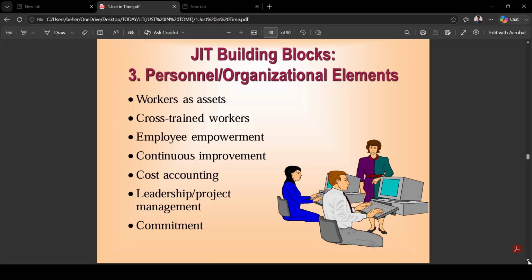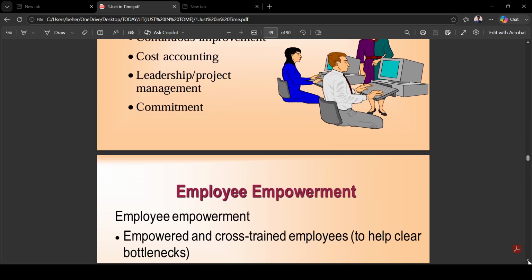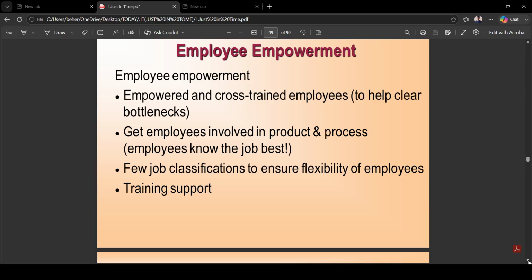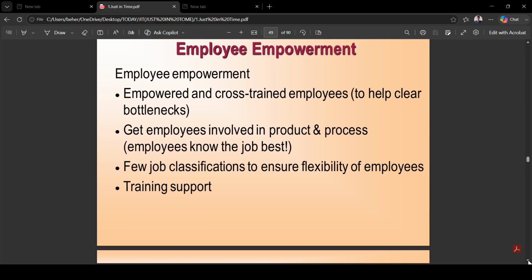JIT building blocks. The third one is the personnel or organizational element: worker as asset, cross-trained workers, employee empowerment, continuous improvement, cost accounting, leadership or project management, commitment. Employee empowerment: empowered and cross-trained employees help clear bottlenecks. Get employees involved in the product and process. Employees know the job, with few job classifications to ensure flexibility of employees, and training support.